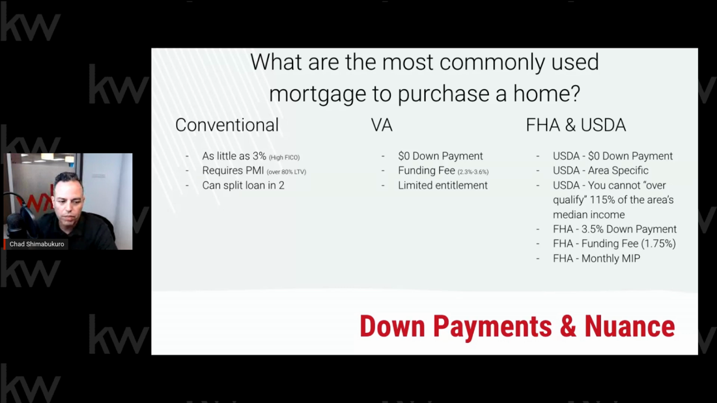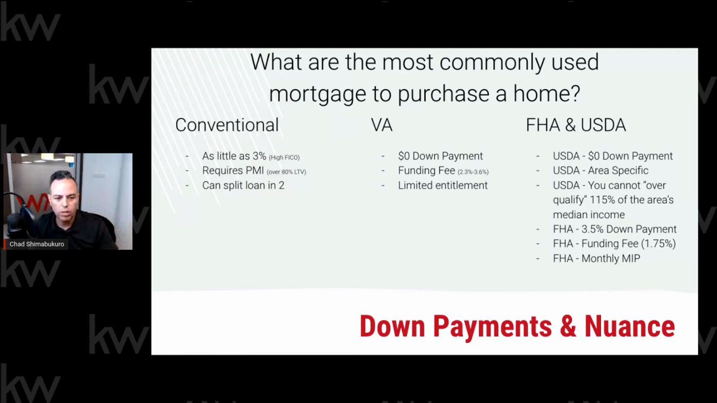So the first thing is you've got to make sure that the area you're looking to purchase in qualifies, whether for your client or for yourself as the buyer. The other thing that is very unique is you cannot overqualify. I'll give you this example. Let's say you want a conventional loan and you make great income. Let's say you make $1 million a year and you're only looking to get a loan to purchase something at $500,000. Let's say credit score wise, no problem.